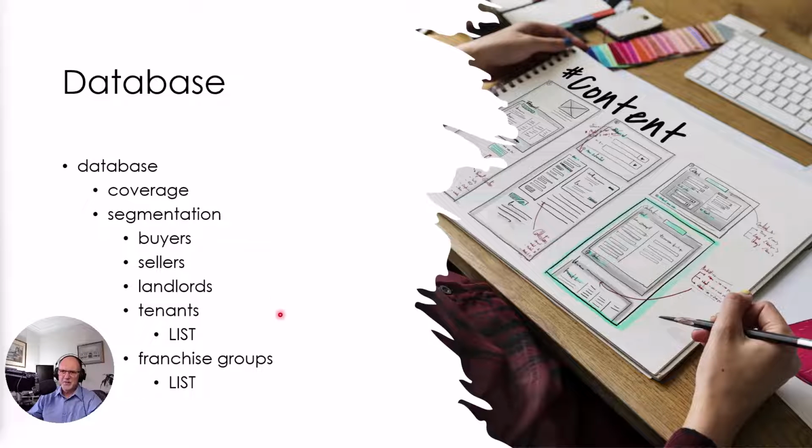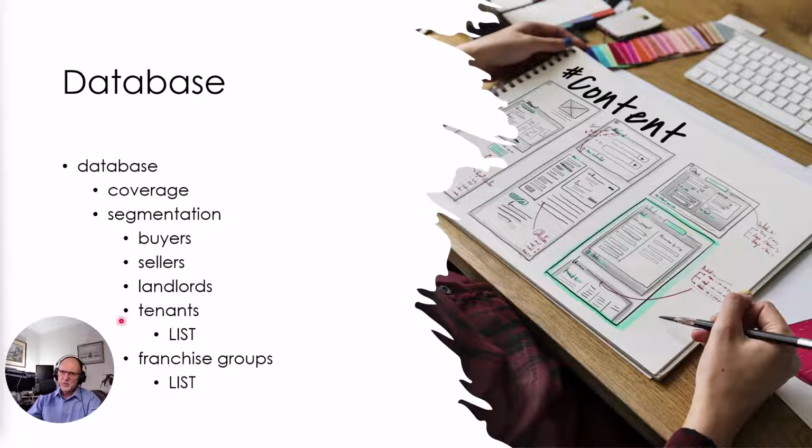You should be segmenting it into all of these people. Your database should have the capture points where you can categorize people. Of course, that will be buyers, sellers, landlords, tenants. You'll create a list of that. You'll create a list of franchise groups.